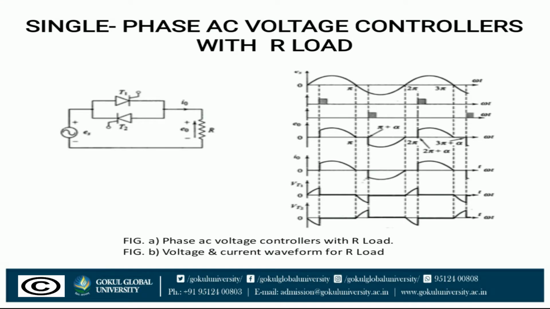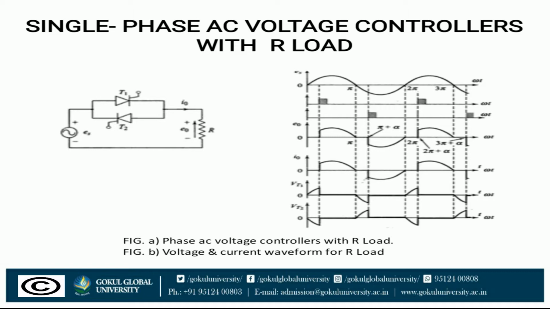It will be turned on at a certain angle alpha, and again it will close at pi. Again, in the reverse cycle, what happens? T2 will conduct, because in the reverse cycle T2 will be positive and forward biased, while T1 will be in reverse bias. So again T2 will turn on at some angle pi plus alpha, but in the reverse direction.